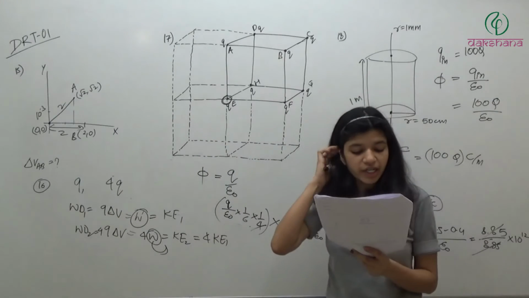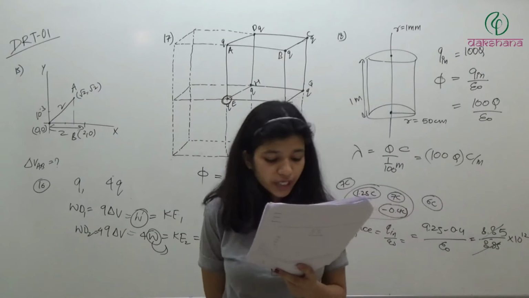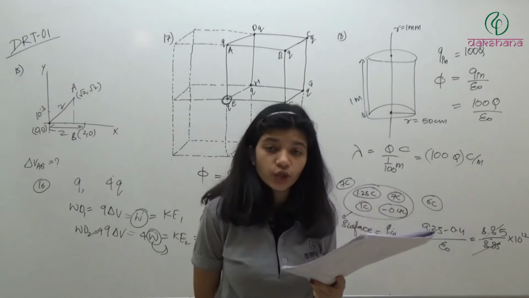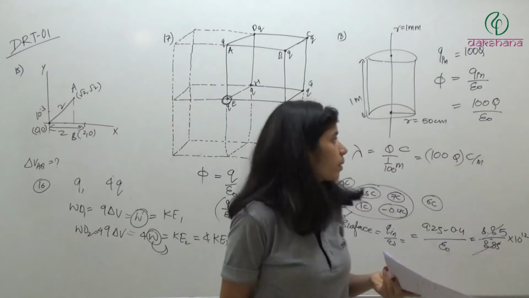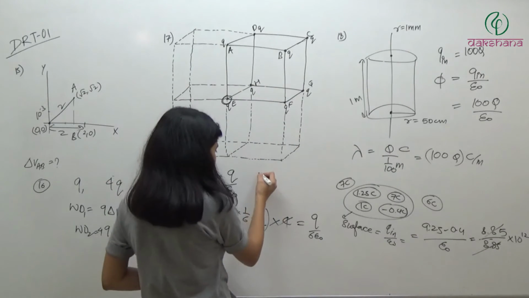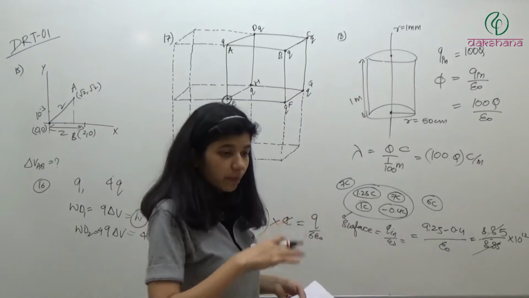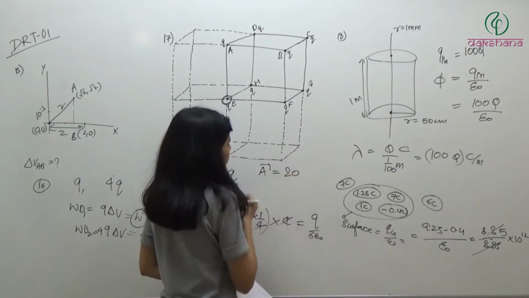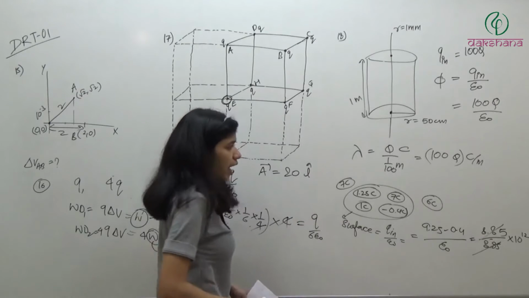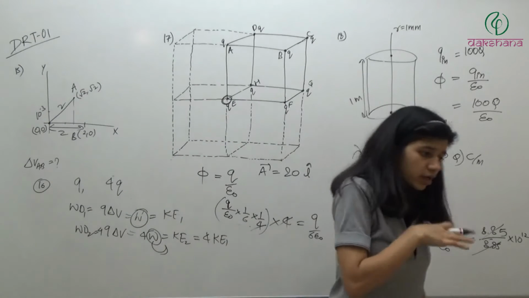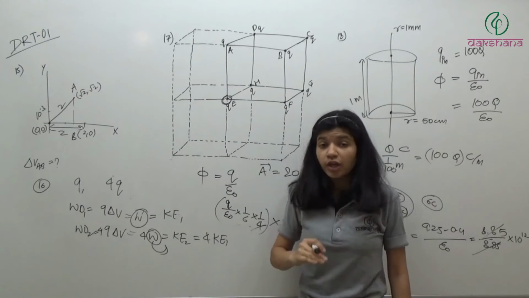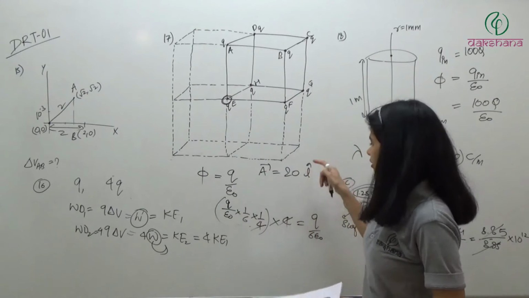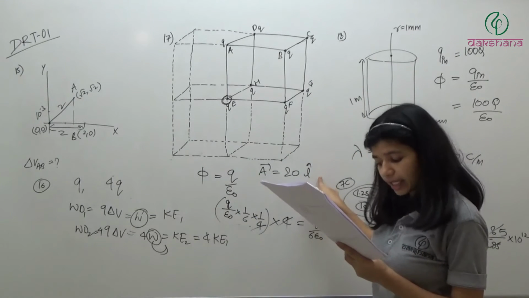If the electric field is given by 5 i cap plus 4 j cap plus 9 k cap, find the electric flux through a surface of area 20 units lying in the yz plane. If it is lying in the yz plane, then the area vector will be perpendicular to its plane. So the area vector will have magnitude 20 and be along i cap, because the surface is lying in the yz plane. Which axis is perpendicular to yz? It is x. So the area vector will be in the 20 i cap direction.